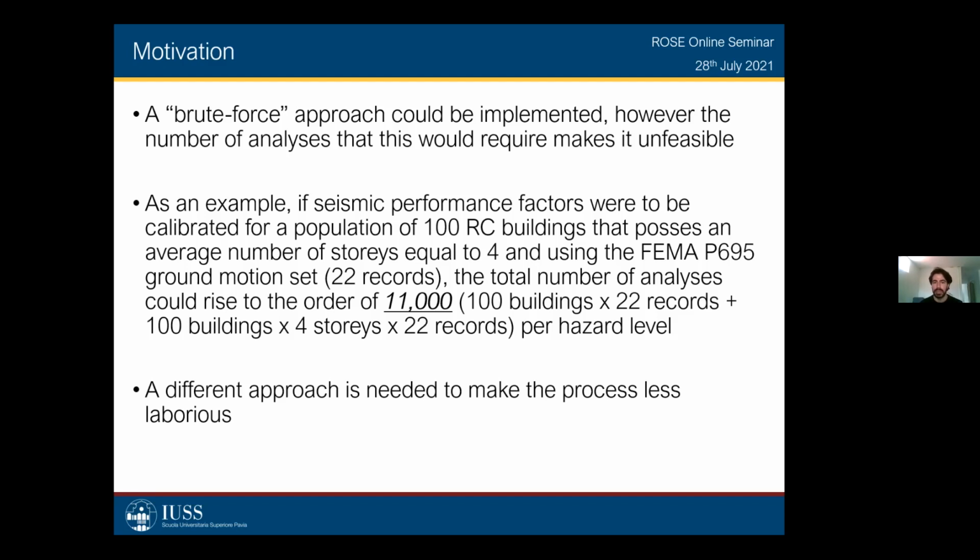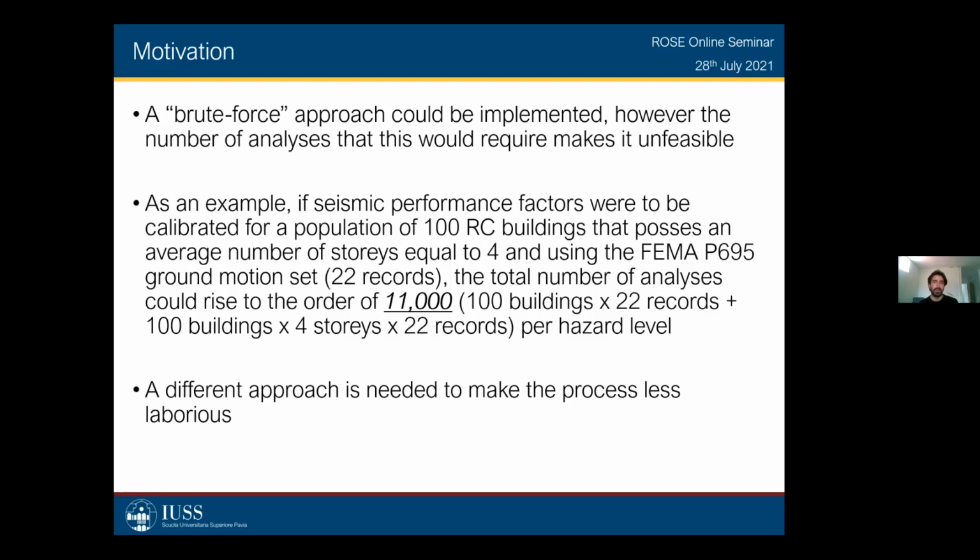To give you an example, if we want to assess the performance of non-structural elements in a population of 100 reinforced concrete buildings with an average number of stories equal to 4, which is pretty standard, and we use the FEMA P695 ground motion set, which is constructed with 22 records, the total number of analyses we will require rises to the order of 11,000 per hazard level. So let's say that this is per hazard level.